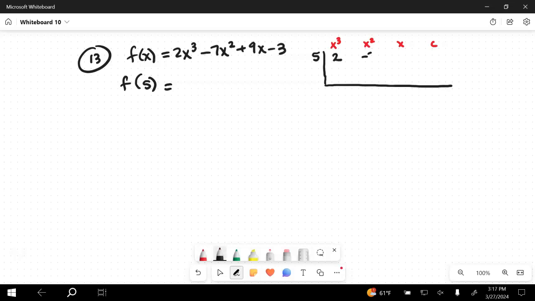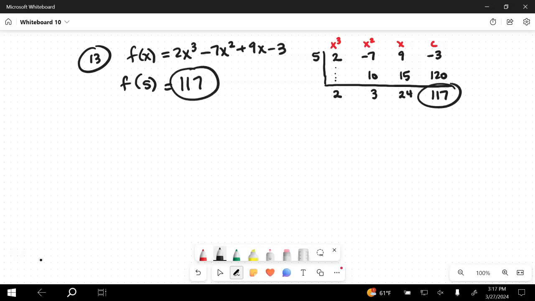The 5 will be our divisor, and using our little cheats, I'm going to put my function in. We need a third degree term, a second degree term, a plain x term down to the constant. Our third degree coefficient is 2. Our second degree coefficient is negative 7. Our plain x coefficient is 9. And our constant term is negative 3. We're going to start by bringing the 2 down, then we're going to multiply and add down all the way across. So 117. The remainder is going to be the answer we're looking for, the value of the function.